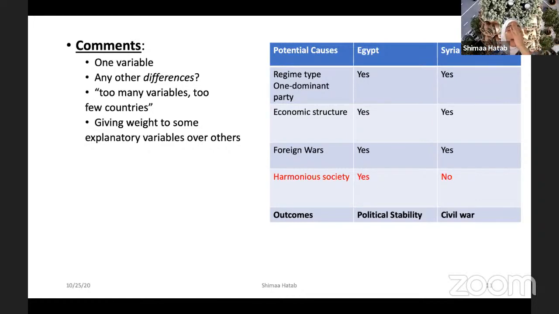And this is what Lijphart mentioned, too many variables and too few countries. Even if you expand this comparative boundary to include more cases, it's still too many variables you need to handle. Okay.